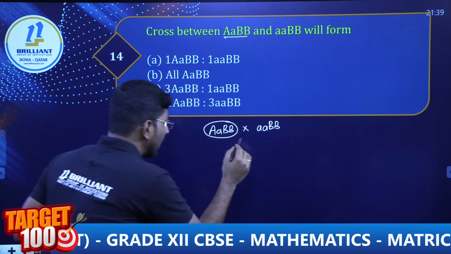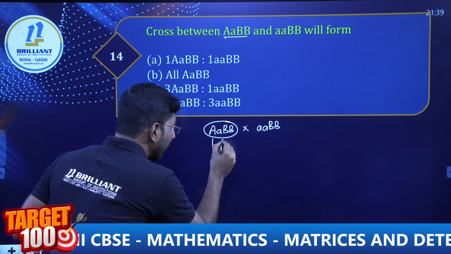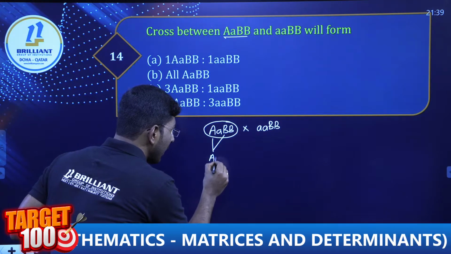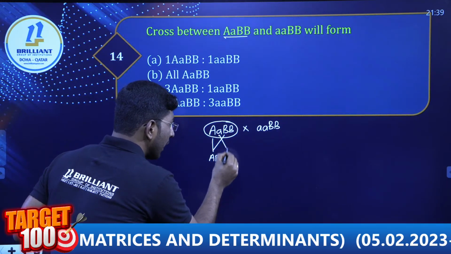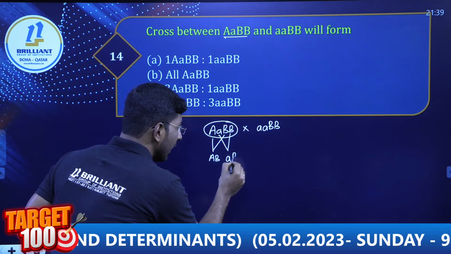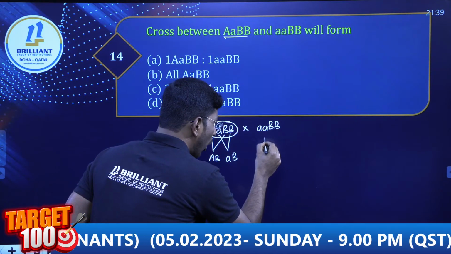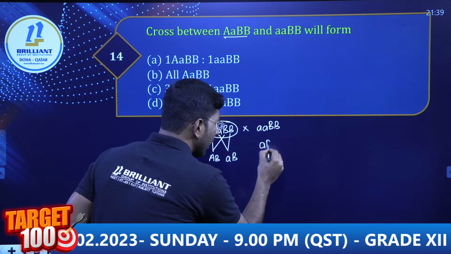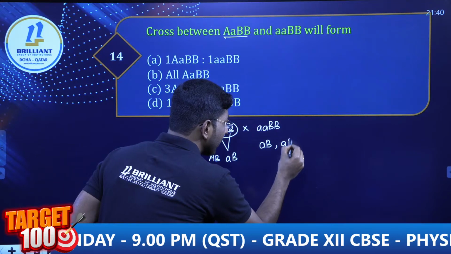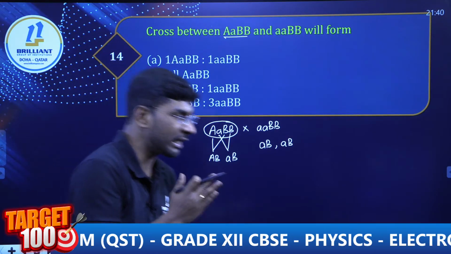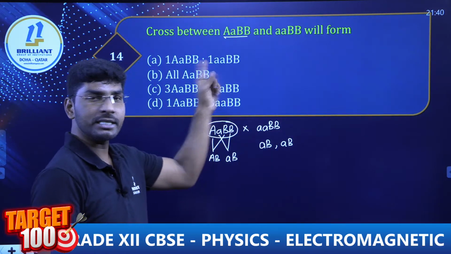So what are the gametes now? Tell me here. I can write capital A, capital B, small a, capital B. Now what about here? All are small a, capital B. So find out your answer. What is the right answer?